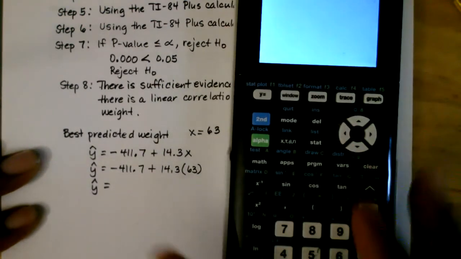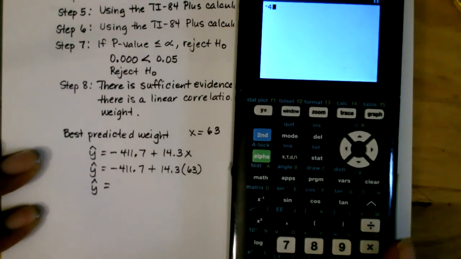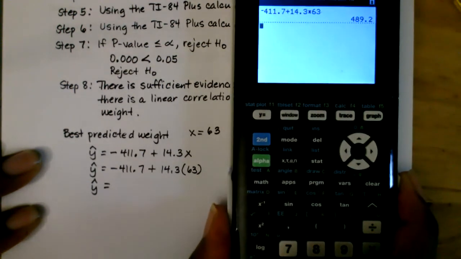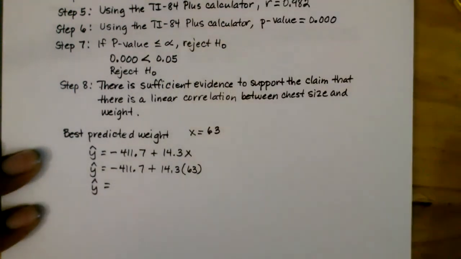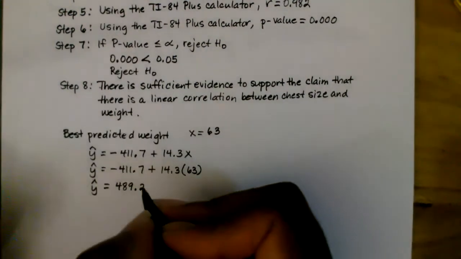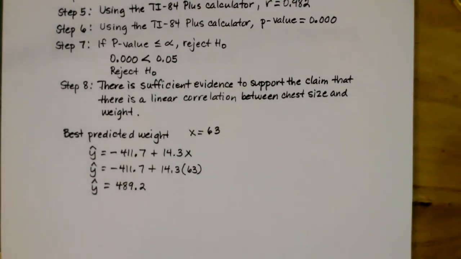So in this case, negative 411.7 plus 14.3 times 63. And here we're going to get 489.2, which is the best predicted weight of a bear with the chest size of 63 inches.